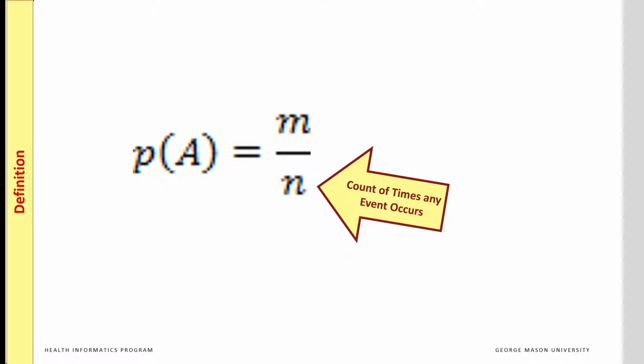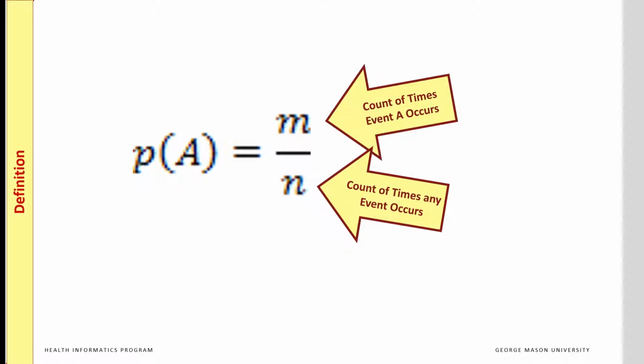If there are a total of n mutually exclusive possible events, and m of these are event A, then the probability of event A can be calculated as the count of times the event occurred divided by the count of times any event could have occurred.